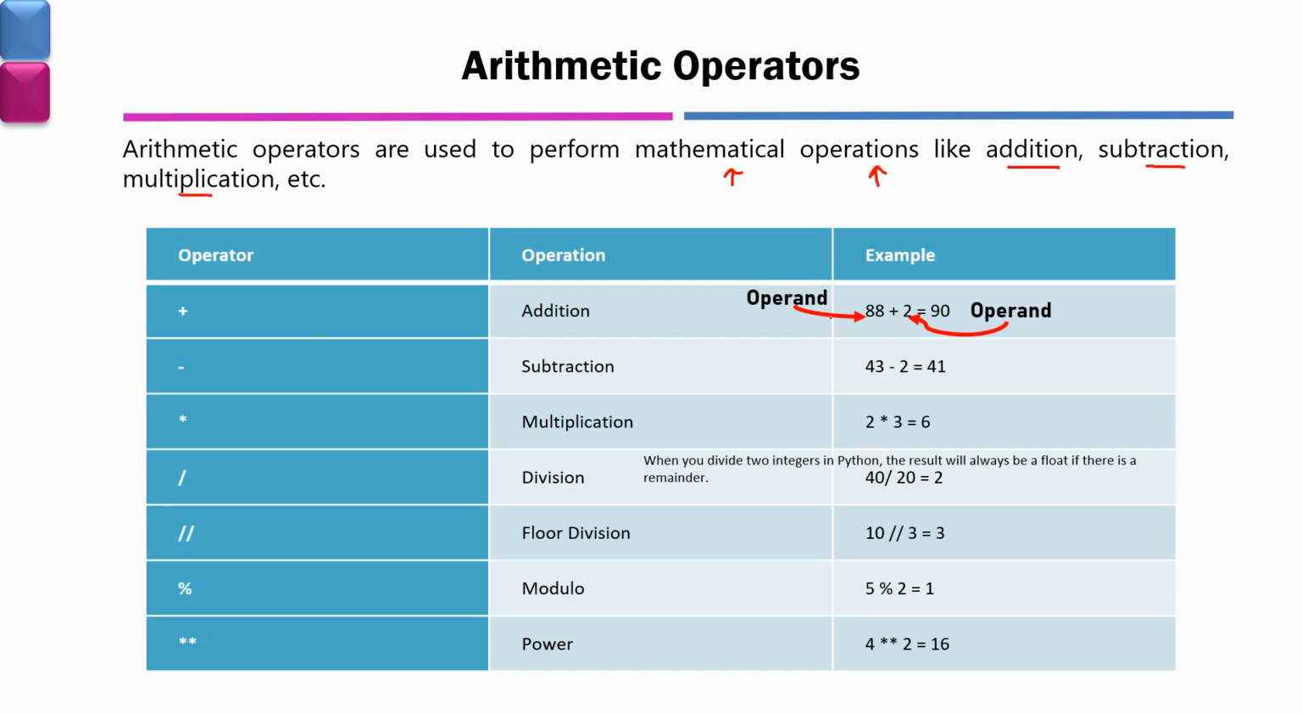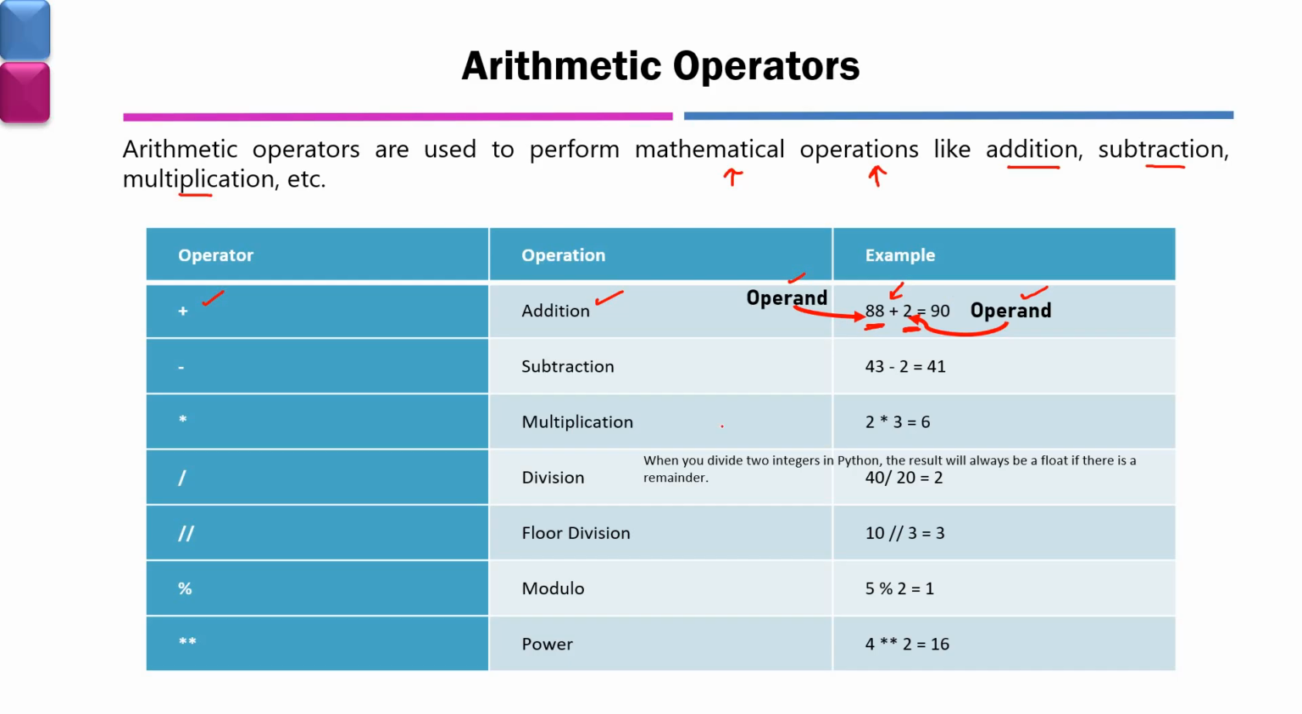Suppose I am going to add 88 plus 2. This is the addition operator, the plus symbol, as shown in the first column. The operation that it is going to do is addition, and the two data values on which the plus operator works are 88 and 2. So 88 and 2 will be called operands, and 90 is the result. These are some of the terminologies that we will use quite often.